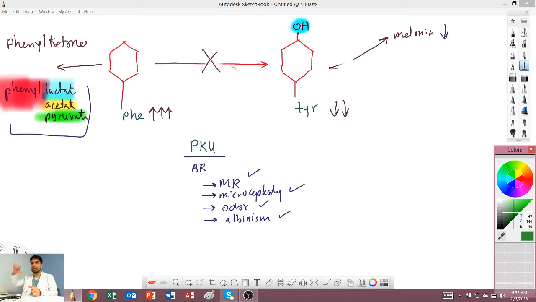Tyrosine will decrease, and phenylalanine will accumulate. Now, the problem with that is you're like, who cares? The reason we care is phenylalanine will then be converted to something toxic. If you don't use it, it accumulates and will be converted to something toxic, known as phenyl ketones. They will cause mental retardation, microcephaly, and they give you odor. Especially the baby, when you pick them up, you will notice a musty odor. They will also have a lack of melanin and cause albinism.